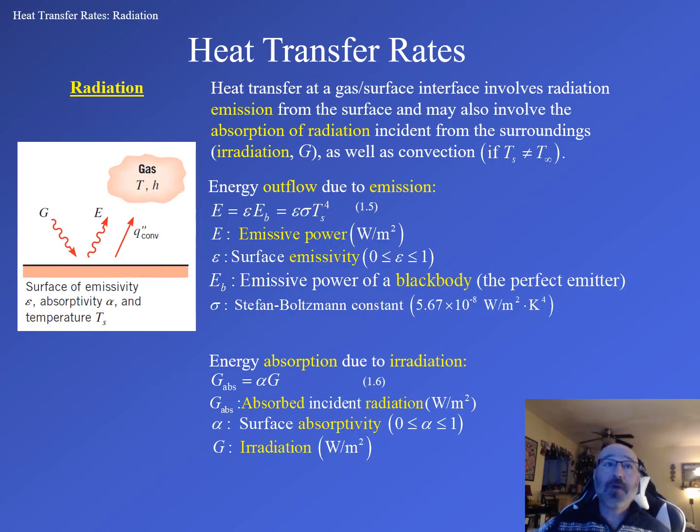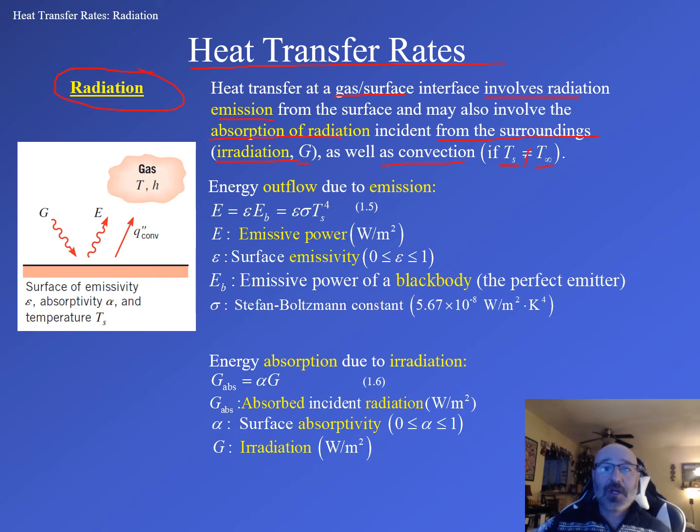Now, as we continue on with our discussion of heat transfer rates, we're going to look at our last mode, our radiation mode. If we're talking about radiation, our heat transfer at a gas-surface interface for radiation is going to involve radiation emission from the surface and may also involve the absorption of radiation incident from the surroundings, our irradiation, our term G, as well as convection if our T sub s, our surface temperature, does not equal our T sub infinity, our surrounding temperature.